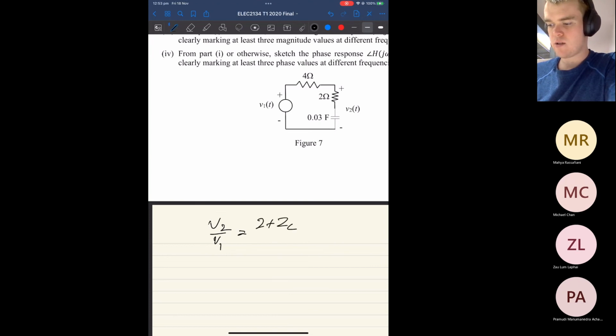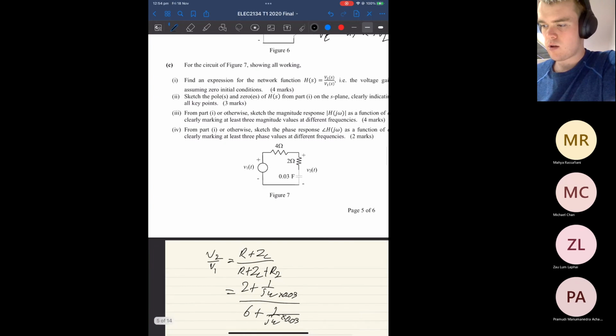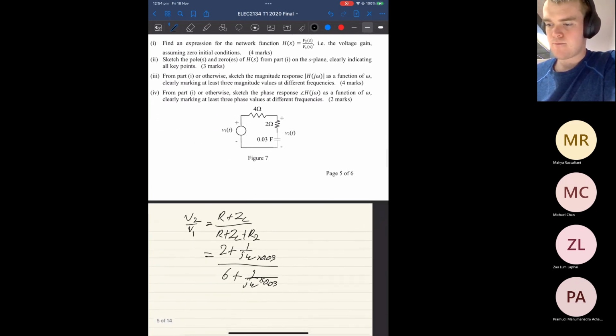So it's R plus ZC on R plus ZC plus R2, which is just going to equal R plus 1 on j omega times 0.03, all on 6 plus 1 on j omega times 0.03.